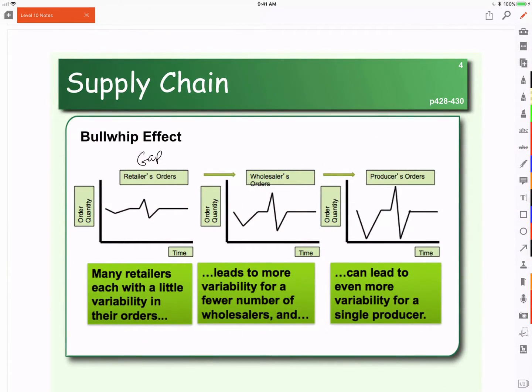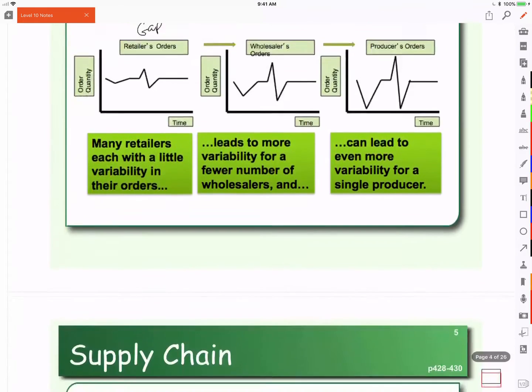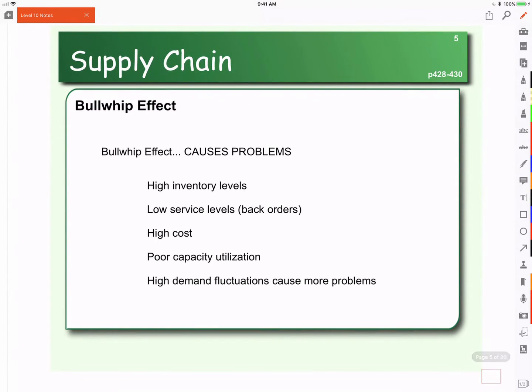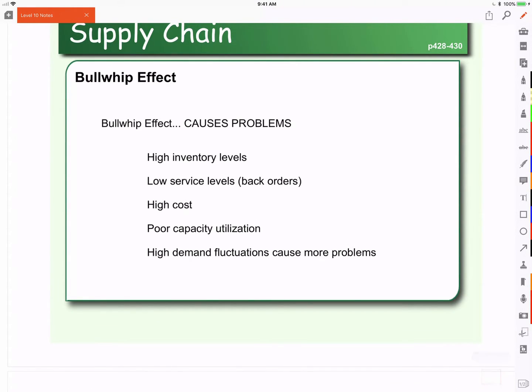And now that we understand kind of what the bullwhip effect is, and in class, we'll do an activity where you can feel the bullwhip effect, let's talk about what impact that bullwhip effect has on your company. So we said the bullwhip effect is that big variability, too much, too little, back and forth. So this creates a lot of problems for your company.